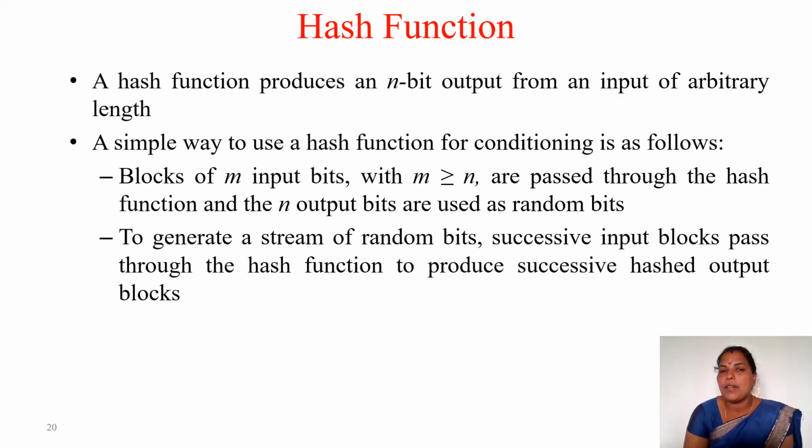A simple way to use a hash function for conditioning is as follows. This is the procedure to condition the generated random number. Blocks of m input bits, with m greater than or equal to n, are passed to the hash function, and the n output bits are used as random bits. Then, to generate a stream of random bits, successive input blocks are passed to the hash function to produce successive hashed output blocks.